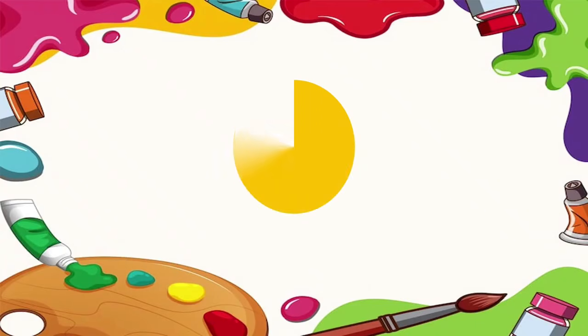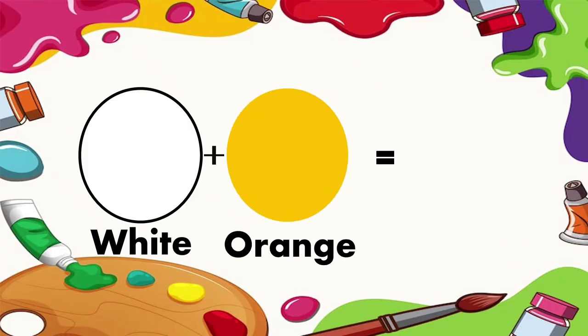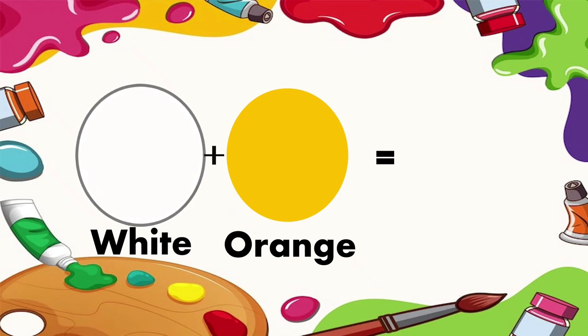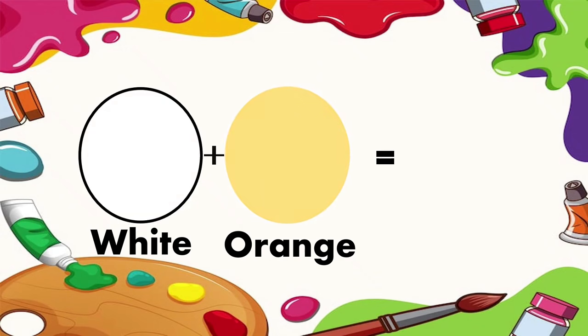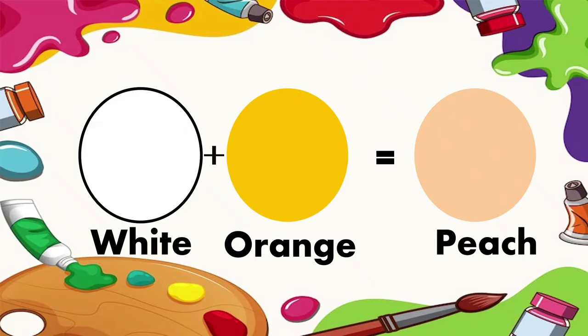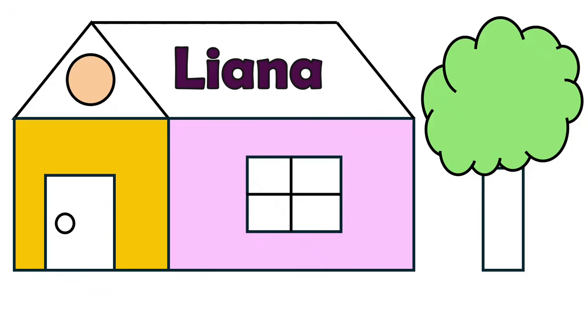Another color is orange. By adding white and orange we get such a beautiful color. Its name is peach. Let's paint now. Wow, my drawing is looking so colorful. Let's paint the other parts.